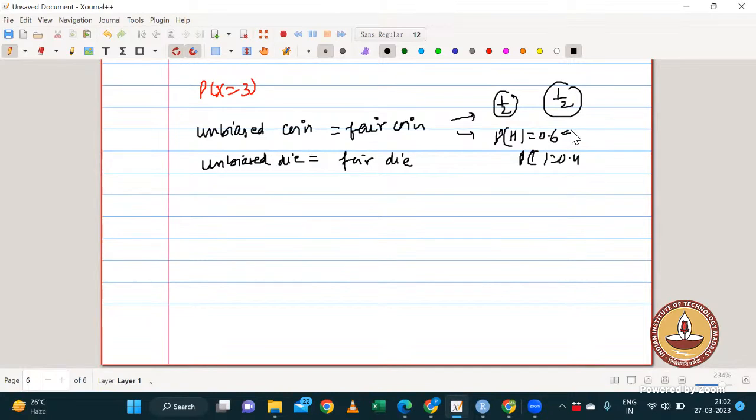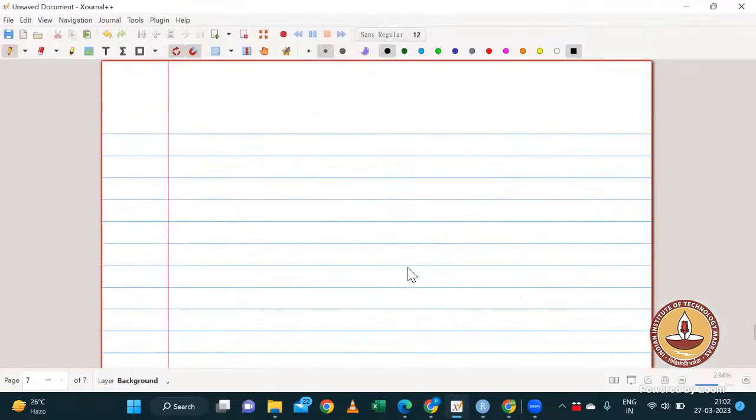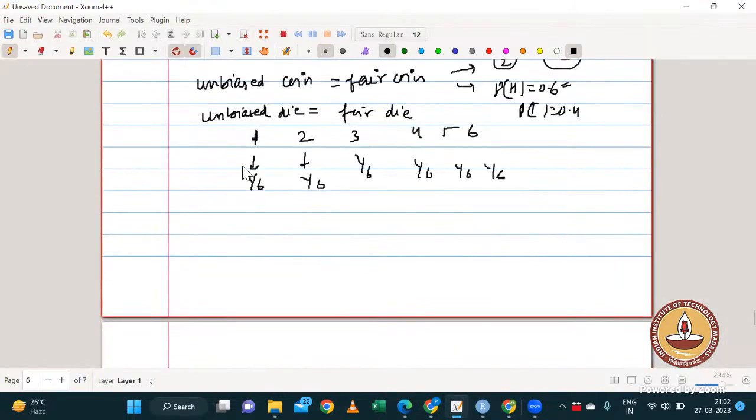If I'm rolling a fair die or an unbiased die, that means I have equal chance for getting 1, 2, 3, 4, 5, 6. For 1, I have 1/6 probability. For 2, I have 1/6 probability. For 3, for 4. Yes, sir. What would be biased? Suppose I have done some manipulation.